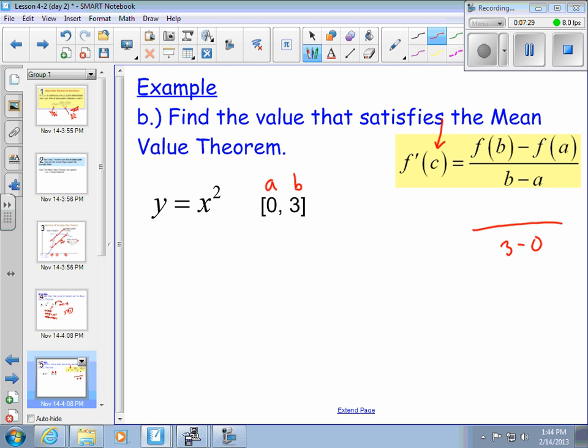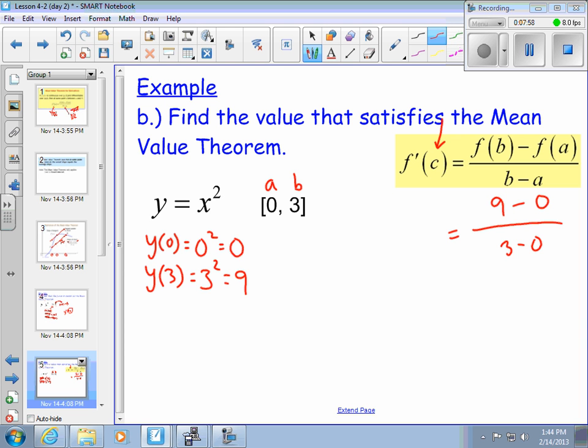Our function at A would be what we get when we plug 0 in here. So what is y at 0? 0 squared is 0. Also, what are we going to get when we plug 3 in? 3 squared is going to equal 9. So on the top here, our function at 3 is 9, and our function at A, or our first point, is 0.